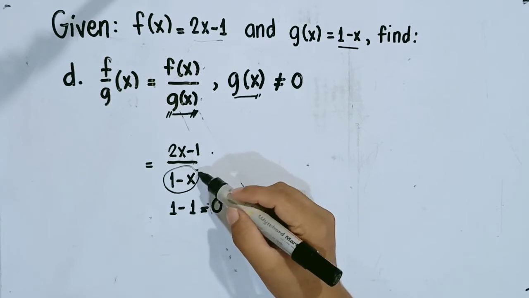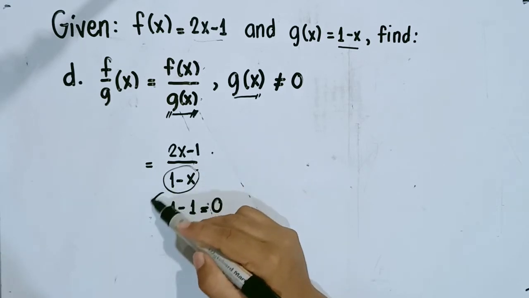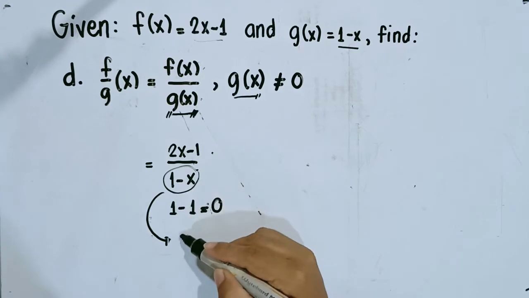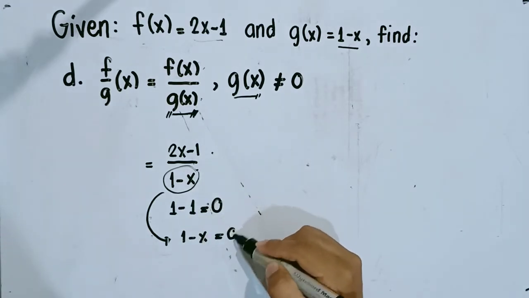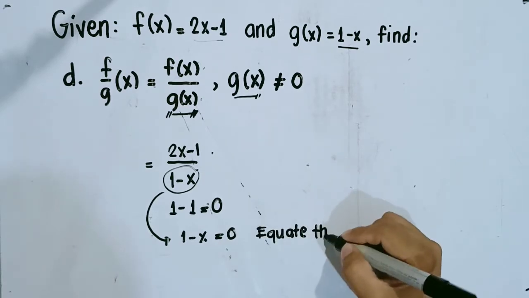However, if it is confusing to get it mentally, you have another way, which is this one. You have to equate the denominator to 0. We have 1 minus x is equal to 0.